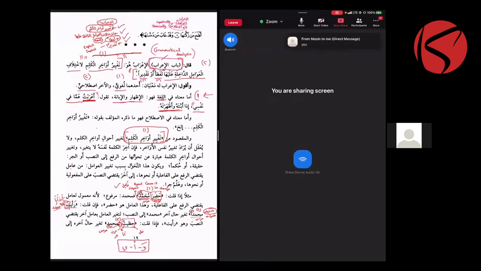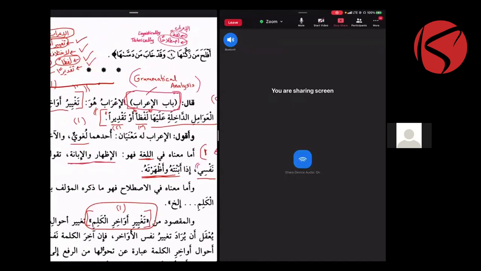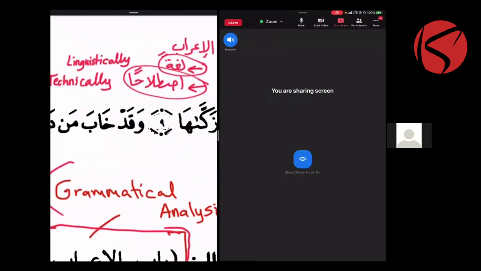So inshallah ta'ala, we're going to be starting the chapter of Al-I'rab. In order to understand the I'rab, we have to look at it from a linguistical perspective. As you can see at the top, Al-I'rabu lughatan, and also Al-I'rabu istilahan. What does Al-I'rab mean linguistically, and what does I'rab mean technically? We need to look at it from those two perspectives, inshallah ta'ala.